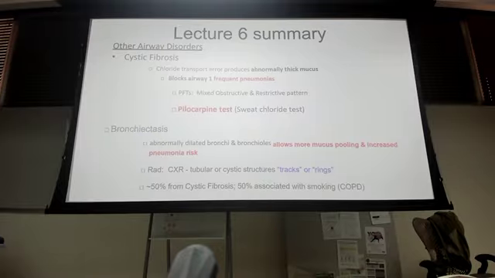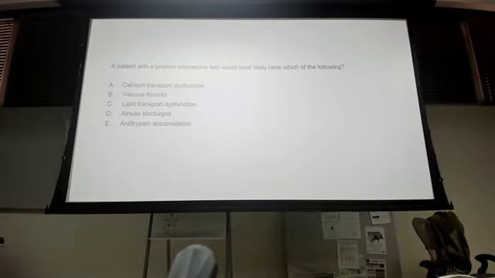On chest X-ray or CT, you're going to see those tram tracks or the signet rings, right? Remember those? That's fibrosis of the airways, the bronchioles. And then 50% are from cystic fibrosis, 50% associated with smoking and infections as well. So if we see this right here, a positive sweat chloride test, what are we thinking?